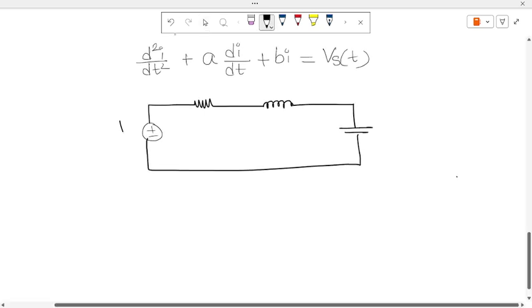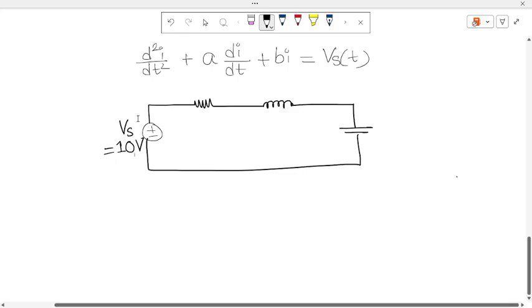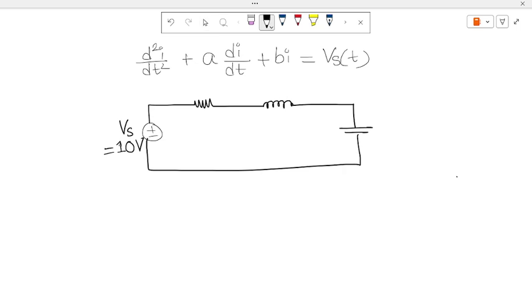So let's say it's Vs. In this video I will take this as a DC source, let's say 10 volt, but maybe 2 or 3 videos later, I will use a sinusoidal voltage here. That means a voltage that changes with time, and we will see what happens. But in this video we will apply a DC source here, then R here, L, and then C.